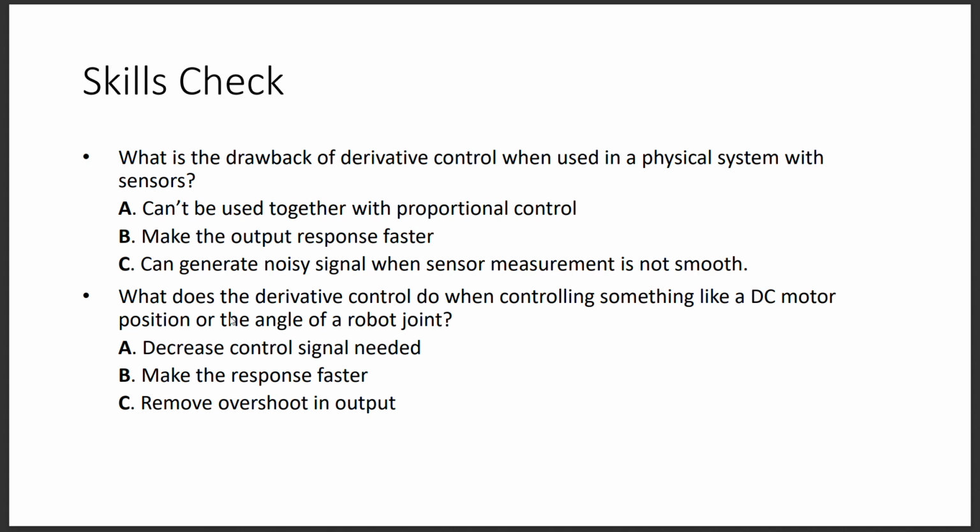Next question, what does the derivative control do when controlling something like a DC motor position or the angle of a robot joint? Does it decrease control signal that is needed? Does it make the response faster, or does it remove overshoot in the output? It does C, right? It removes the overshoot, but it doesn't do A or B.